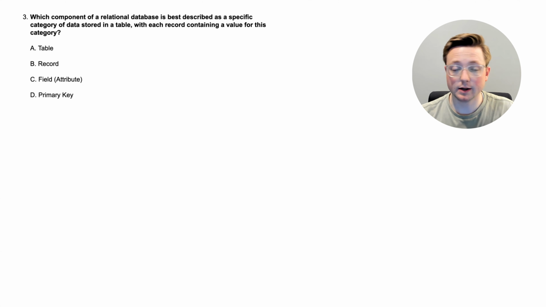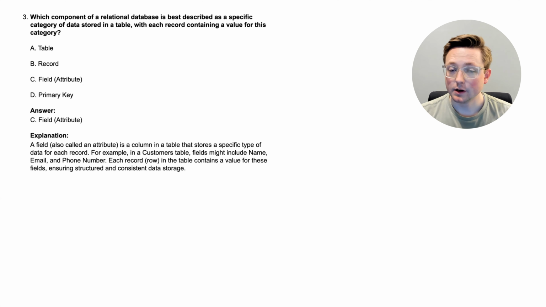If you know, that's great. If not, let's go ahead and look at the answer together. All right, here we are at the answer, C, field or attribute. That is what is being described. So a field or attribute, going off the question, and then we'll read the explanation, is a component of a relational database, and it's best described as a specific category of data stored in a table with each record containing a value for this category. So that's what a field or attribute is. Let's read the explanation to understand it a little bit better.